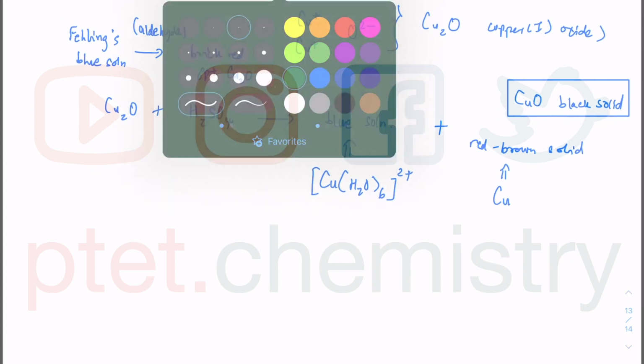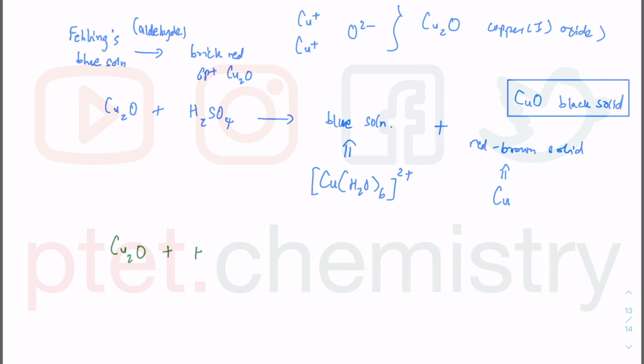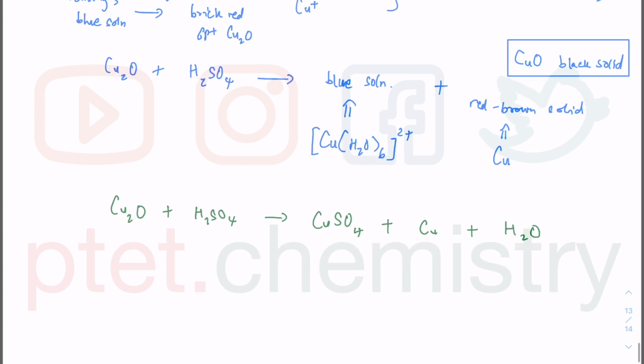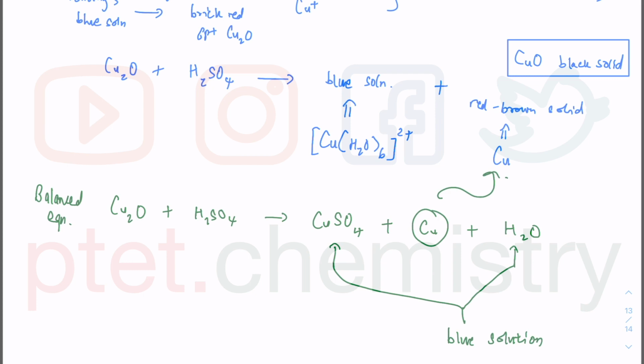Let me just try and balance this equation from scratch first. Copper 2 oxide plus H2SO4. So I get CuSO4, and I can get copper, and I can get water. Is that correct? Probably. So the CuSO4 can dissolve in water to give me the blue solution. I have 2 copper, 1 goes there, 1 goes there, sulfate there, H2 goes there, O goes there. This is the complete balanced equation, so this seems legit. Copper sulfate and water, so these two together will give you the blue solution. So my hunch is kind of correct that it has got to be copper, which is the red-brown solid there.